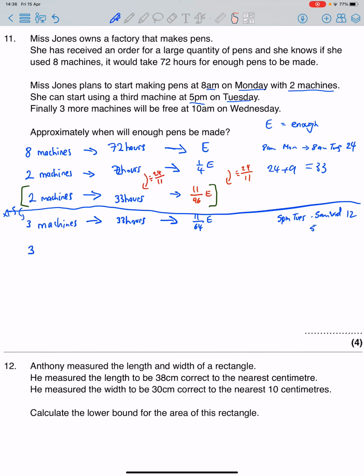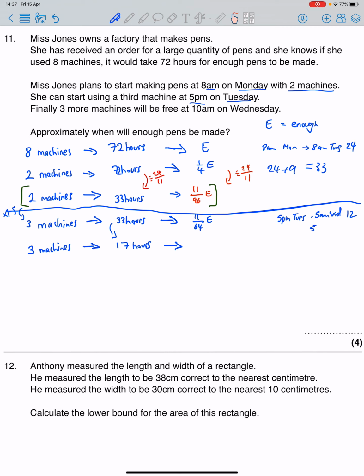Okay, so these 3 machines, in 17 hours, will create how many pens? Okay, so to get from 33 to 17, so 33 divided by 17, well, it's just 33 over 17.